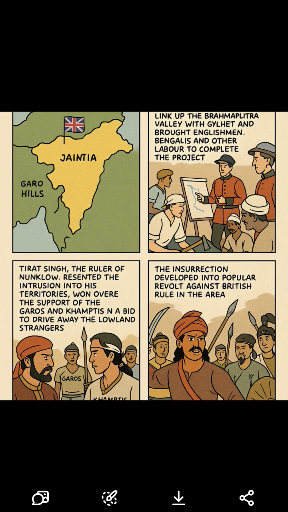TLDR. Didn't read. The British wanted to build a road through Khasi tribal lands. They brought in outsiders, which made local people angry. Tirat Singh, a local chief, led a 4-year revolt with other tribal groups. The revolt was brave and powerful, but was finally suppressed in 1833 by the British Army. It remains a symbol of early tribal resistance in India's freedom movement.